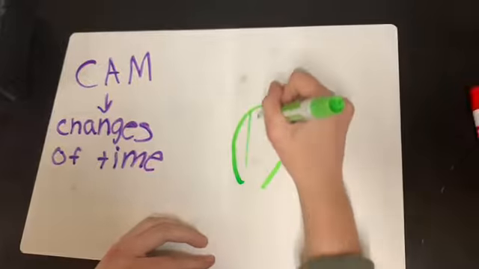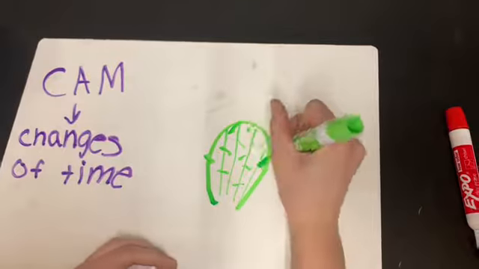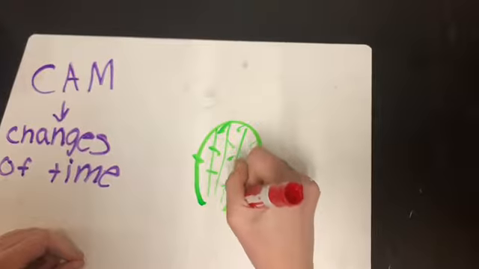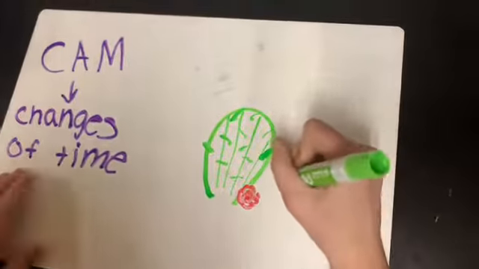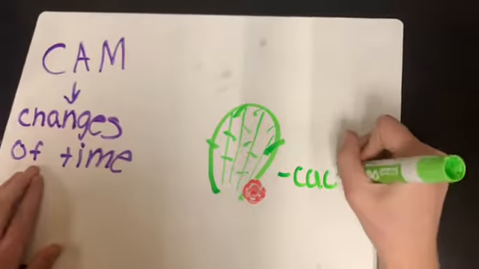In CAM, the timing of fixation is changed. During CAM, CO2 is picked up during the night when the stomata is open, and then is fixed and stored during the day when the stomata is closed. Then, the stored carbon is used in the Calvin cycle. This adaptation allows for photosynthesis to occur in dry climate.